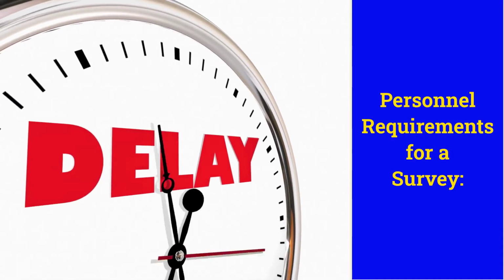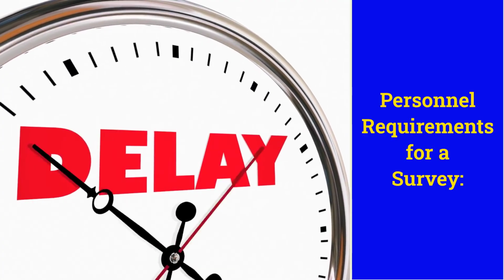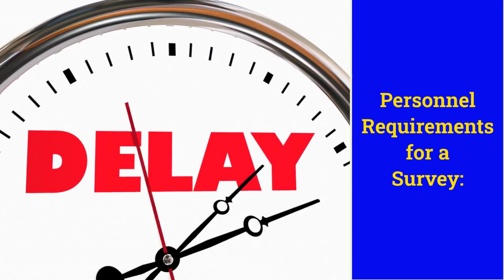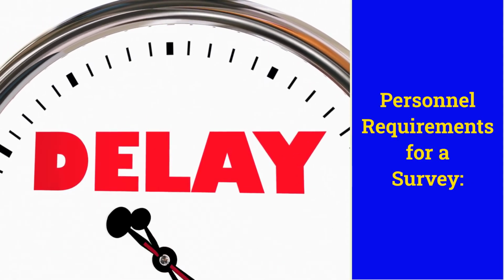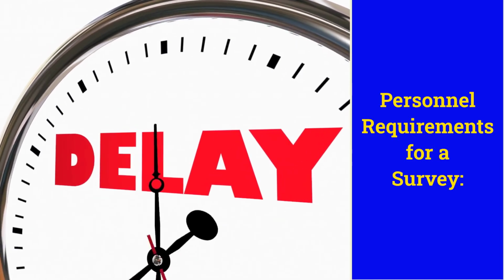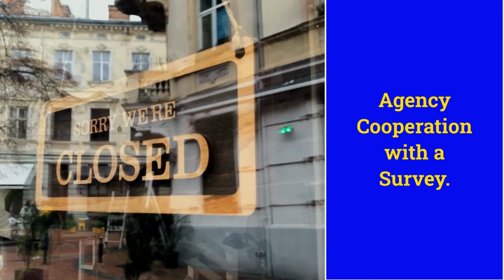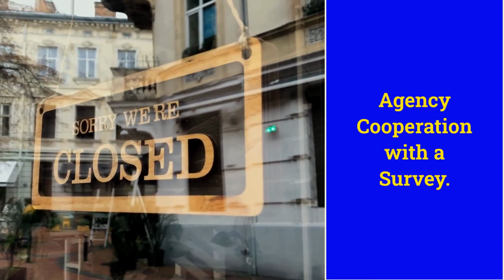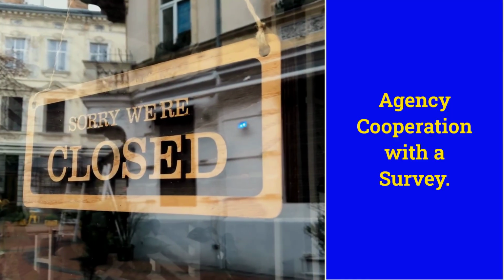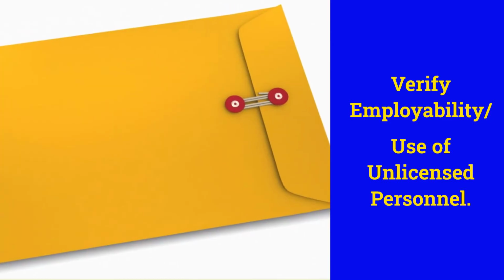Personnel requirements for a survey: the agency failed to provide a surveyor entry to the agency to begin a survey within 2 hours of when notified of the surveyor's arrival during regular business hours, or failed to designate an agency representative who could grant the surveyor entry to the agency to conduct a survey. Agency cooperation with a survey: the agency failed to consent to entry and survey by the surveyor to verify compliance with the statute or this chapter.